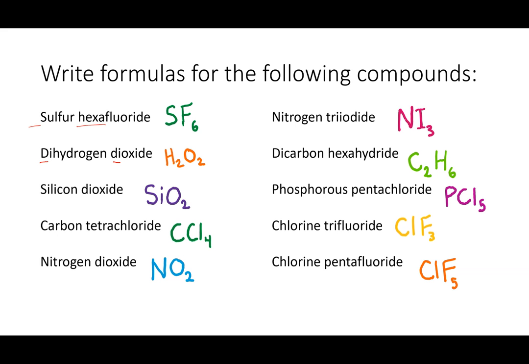Nitrogen triiodide is NI3. Okay, you may notice that there are 2 vowels here. The reason that you can keep these triiodide is because they're not in the same vowel, in the same syllable, sorry. So triiodide, and that makes it acceptable. Dicarbon hexahydride is C2H6. Phosphorus pentachloride is PCl5. Chlorine trifluoride is ClF3. And then chlorine pentafluoride is ClF5.